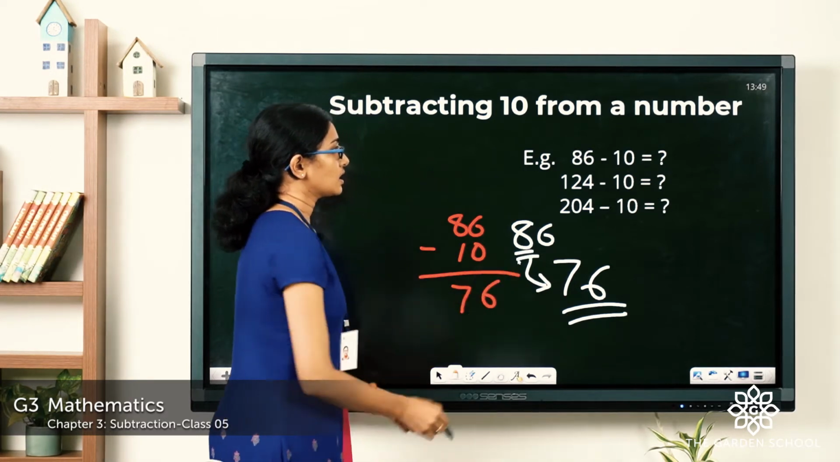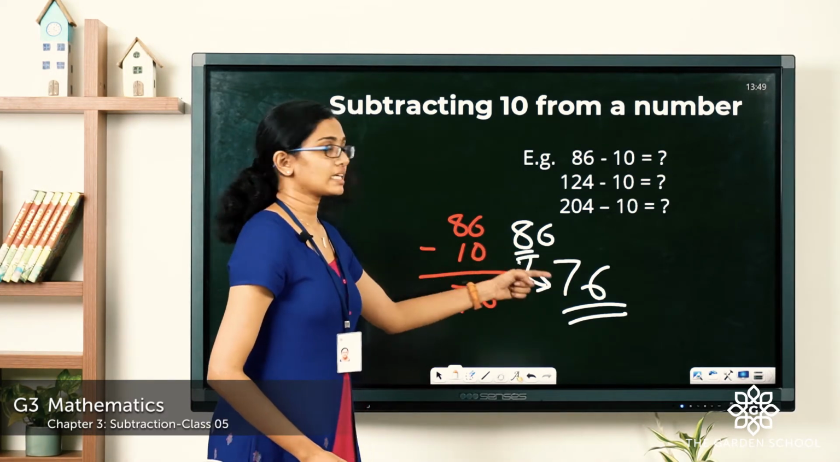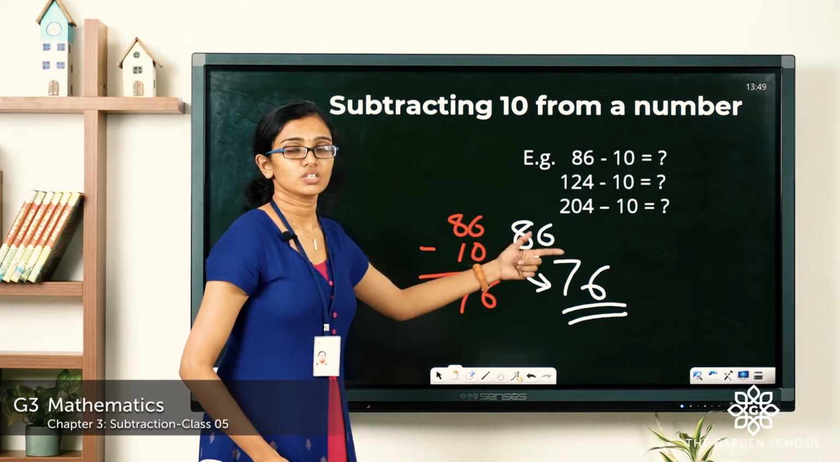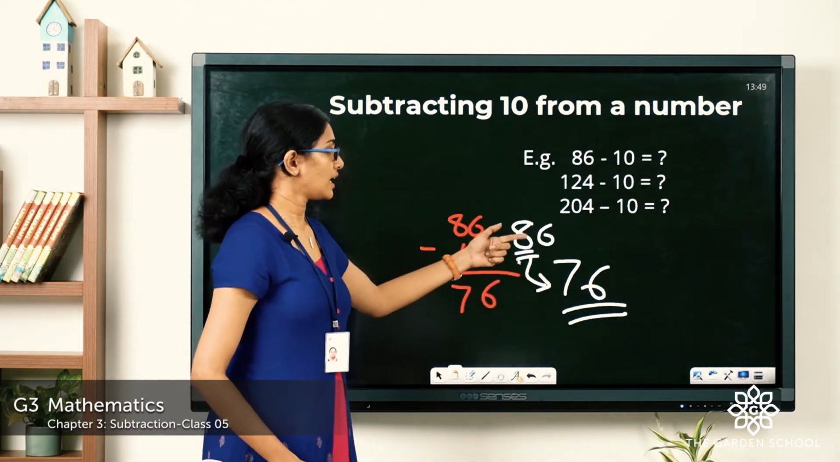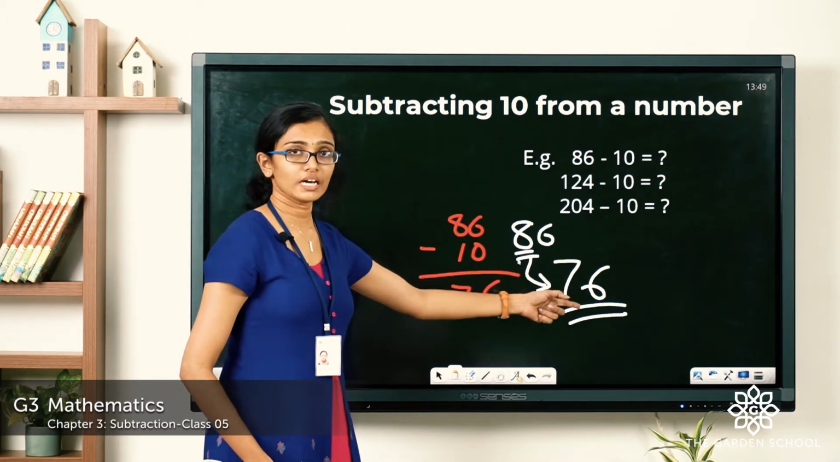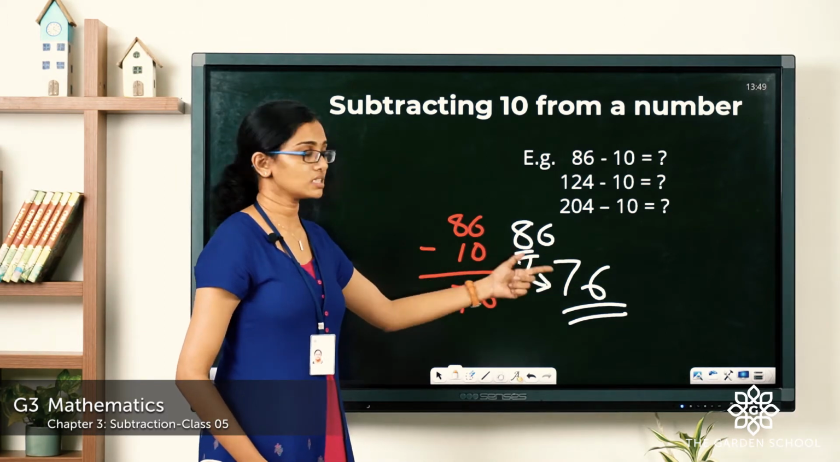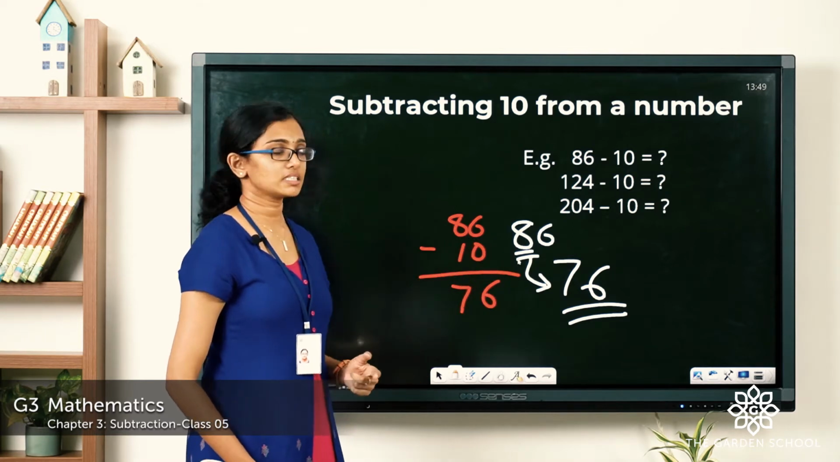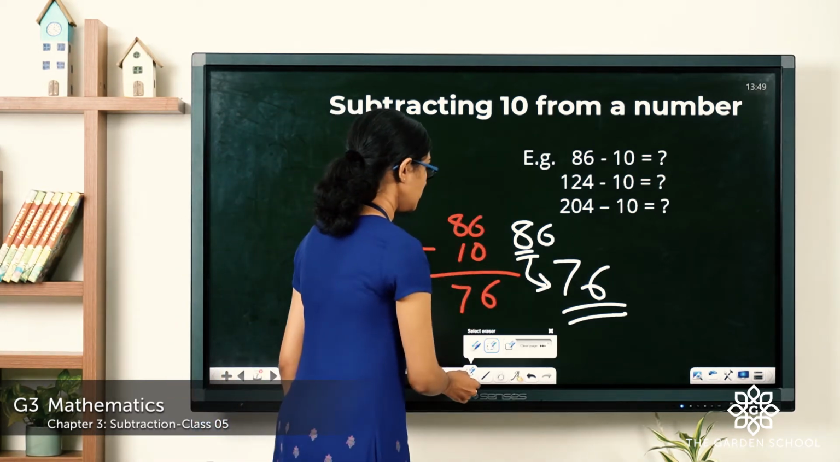See, only the digit in the tens place is changed here, and there is no change in other digits. Here there is only the ones digit left, so there is no change in the ones digit. Only the tens digit is changed. Let's see the second example.